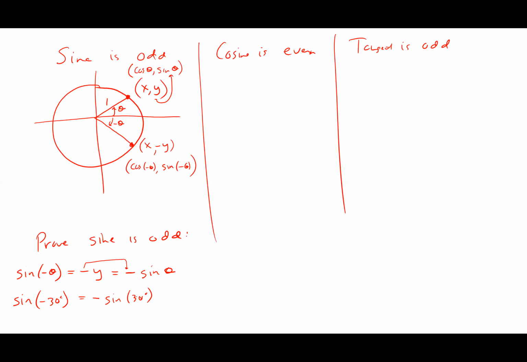And so what does this really mean? If we have a negative angle inside sine, we can put a negative value outside of sine and use the positive angle. We can find the same exact thing.